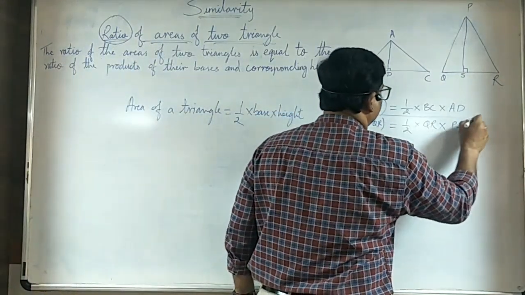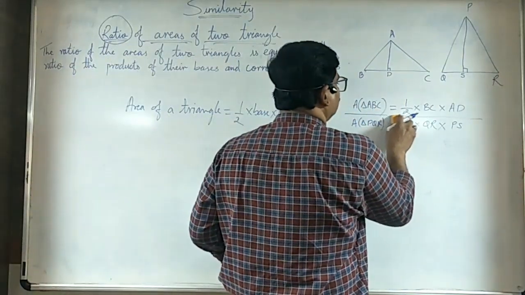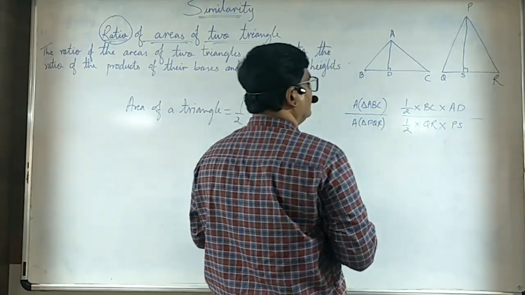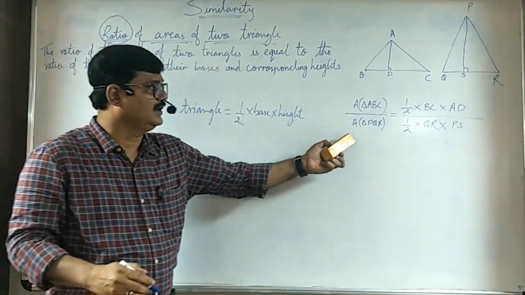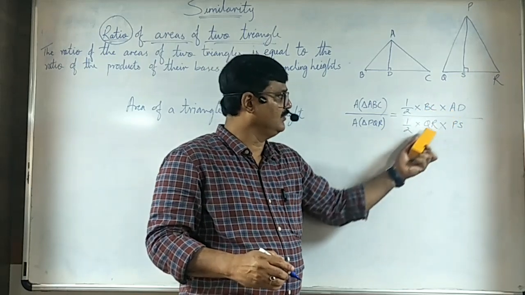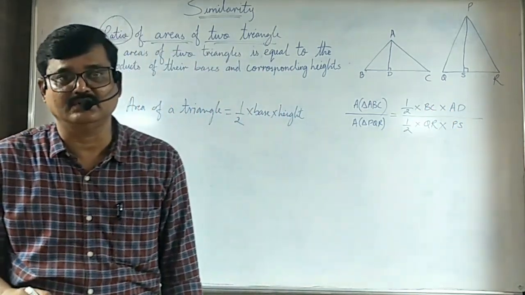So can I draw one line over here? In this case I can have the area of triangle ABC over here. The ratio of the area of triangle ABC upon the area of triangle PQR is equal to half into BC into AD upon half into QR into PS. That means I am taking the ratio now.